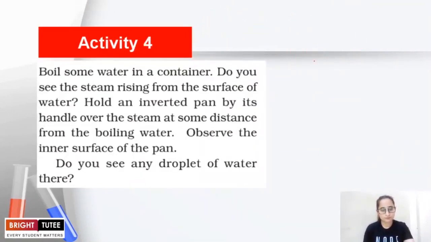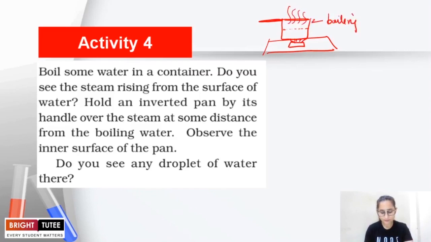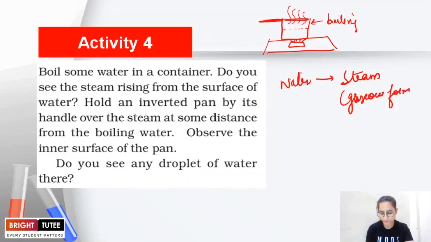Now activity 4. You have to take a container, right? For example, this is a pan and you have to put some water into it, right? Now you have to heat it, right? You have a stove and you are heating it. When you heat it, the water starts to boil, right? It's boiling. So what is happening? The water is getting converted into steam, which is again the gaseous form of water. And this is the liquid form of water itself. Now the water is evaporating in the form of steam.